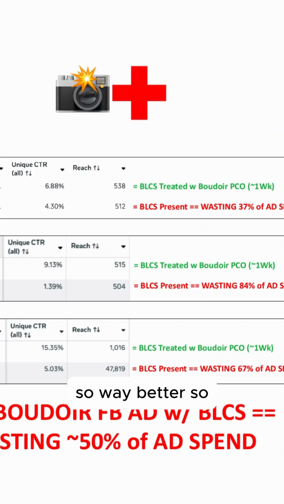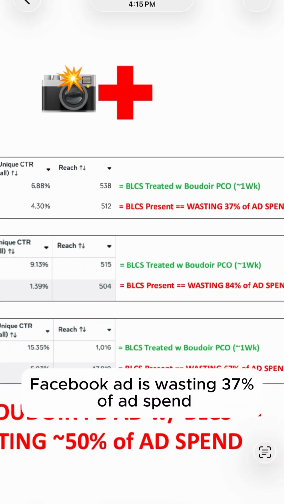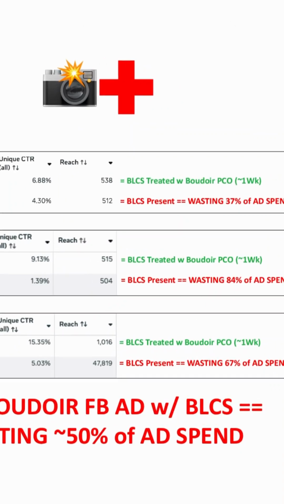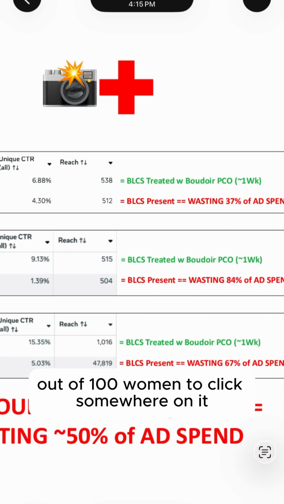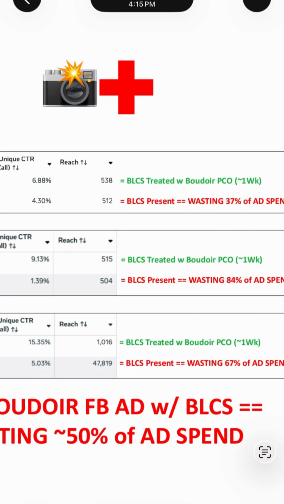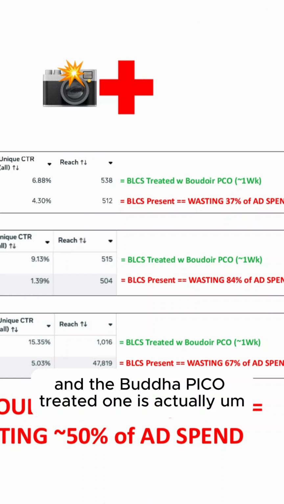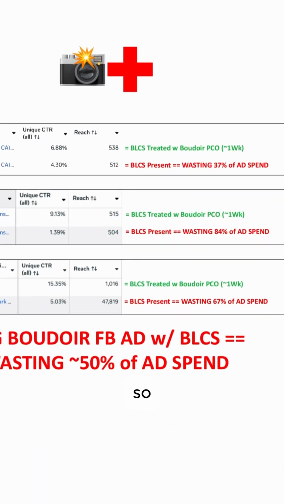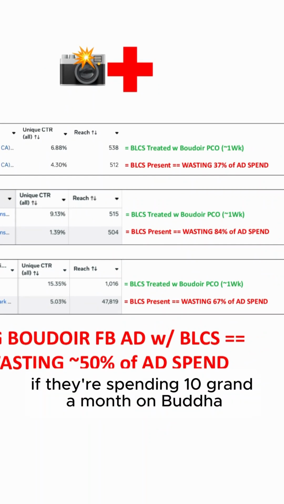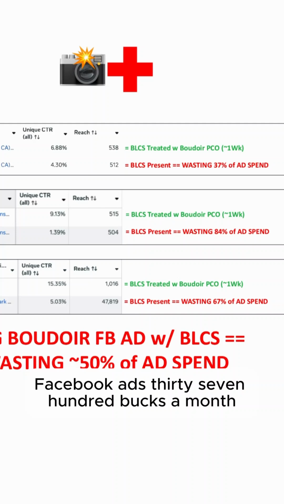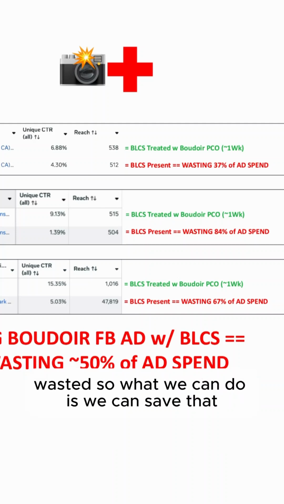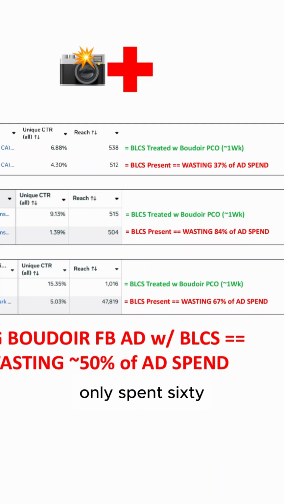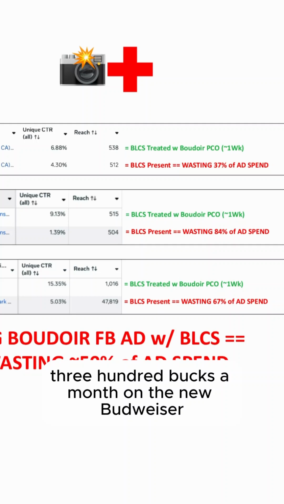So way better. So we found out the original Boudoir Facebook ad is wasting 37% of ad spend by only getting 4.3 out of 100 women to click somewhere on it and get our ad into their brain. And the Boudoir Pico treated one is actually getting to 6.88 out of every 100 women's brains. So if they're spending 10 grand a month on Boudoir Facebook ads, 3,700 bucks a month, every month is being wasted, wasted, wasted. So what we can do is eliminate that wasted ad spend, only spend 6,300 bucks a month on the new Boudoir Pico treated ads.